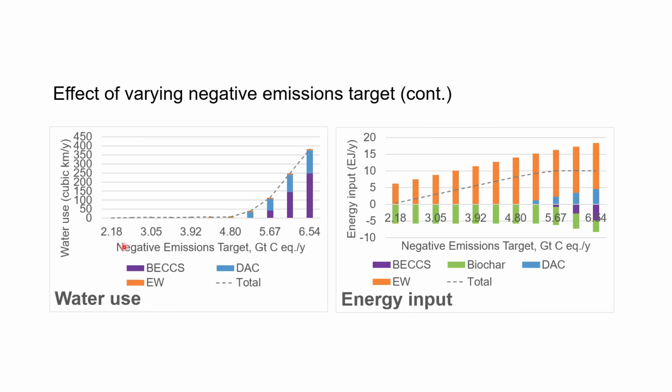The same can be said for water use and energy input. For both resources, the constraints are not yet maximized at low negative emissions target. We can also see the impact of each NET on water use and energy input. For energy input, the negative region here indicates net energy generated, and these are from the NETs biochar and BECCS.